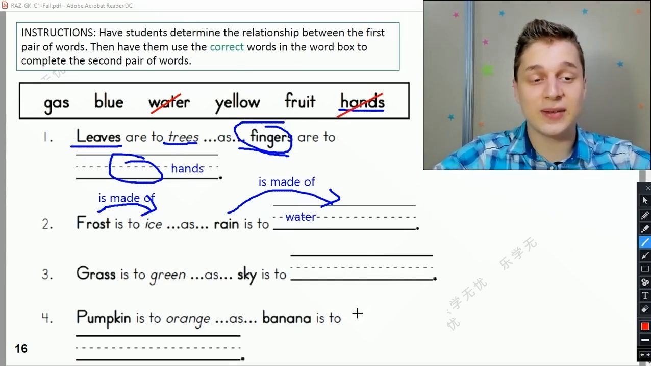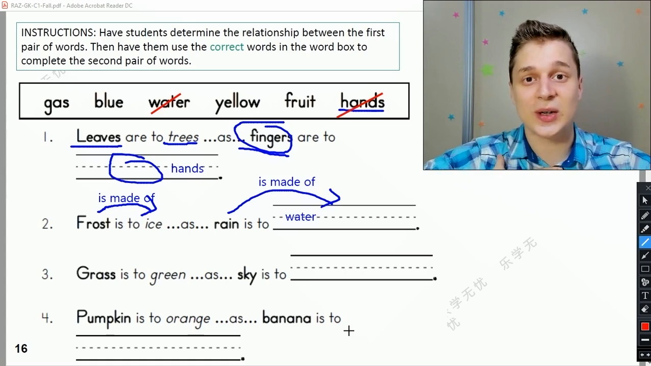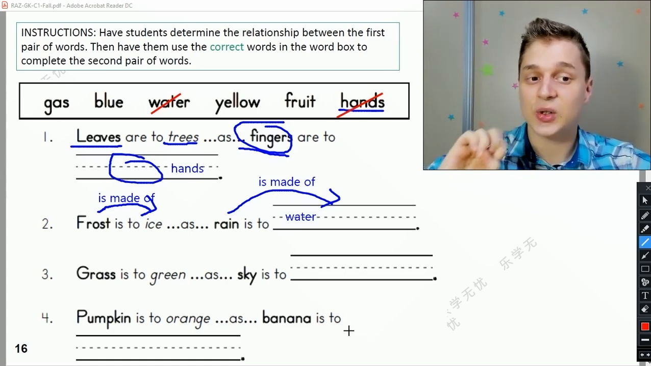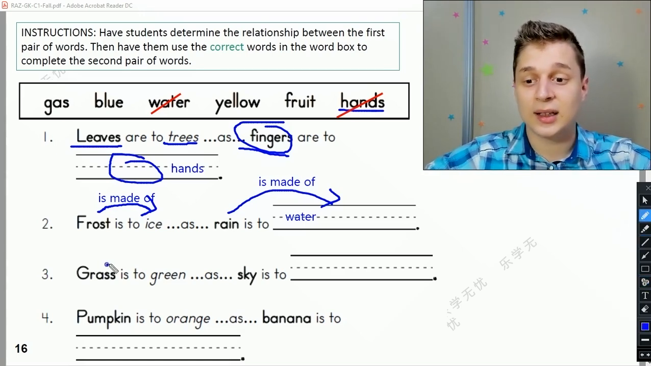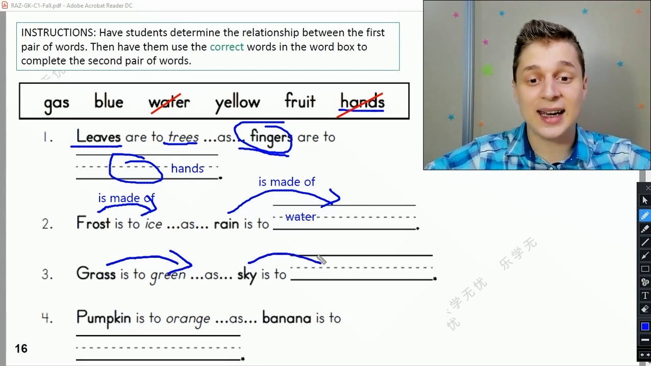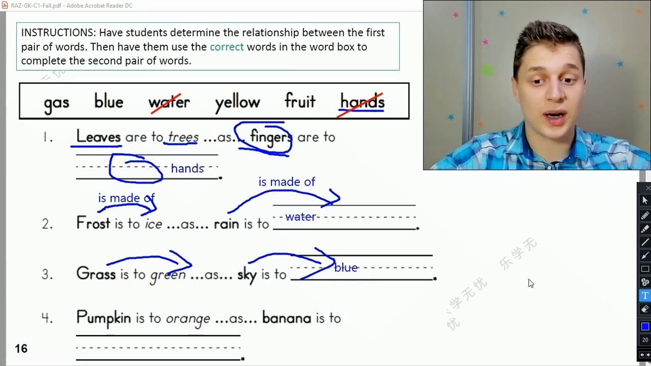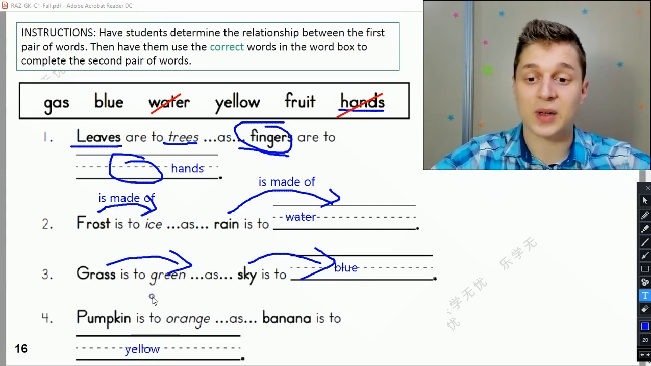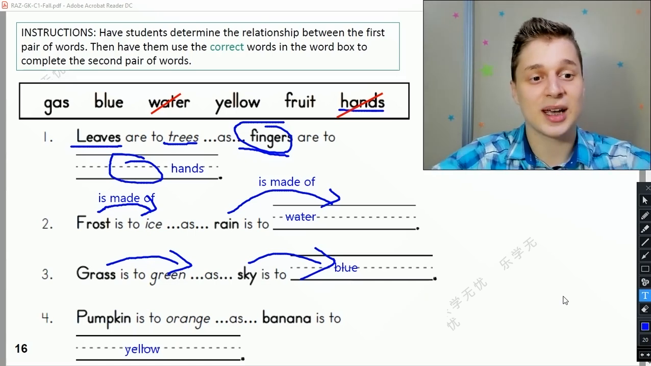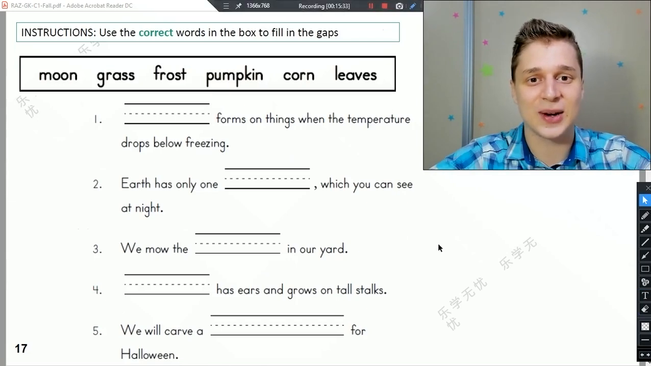I will give you some time, stop the video, do the exercise, and I will show you the answers in 3, 2, 1. Grass is to green. Well, grass is green. And sky is blue. Easy peasy. Pumpkin is to orange, as banana is to yellow. These are talking about the colors of different things, and it was easy to find the relationship between the two words. Now let's do one more exercise, and you guys can go on your way.